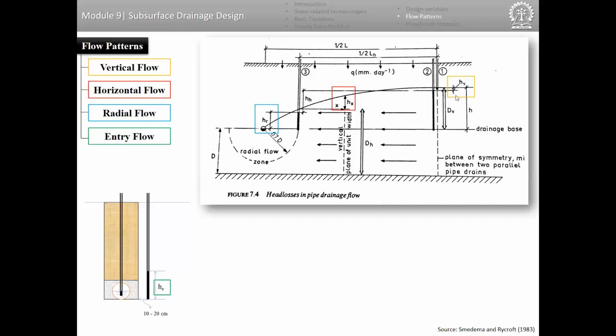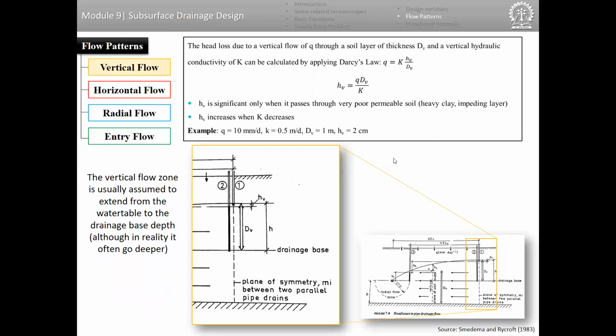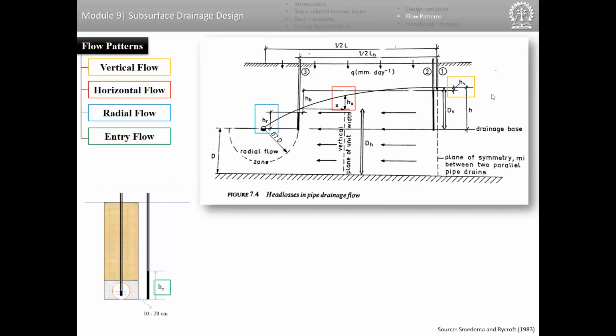Here you can see this total H is a combination of vertical head loss. So total head loss is a combination of head loss due to vertical flow, head loss due to horizontal flow, head loss due to radial flow, and entry flow. Now let's discuss this one by one. This is the horizontal flow at one particular instance at distance x away from this one. This total H is your HV plus HS plus HR plus HE. So right now we are going to see this portion of this figure.